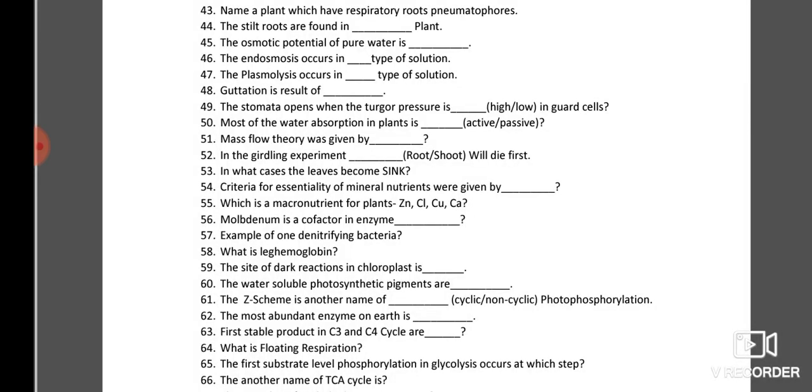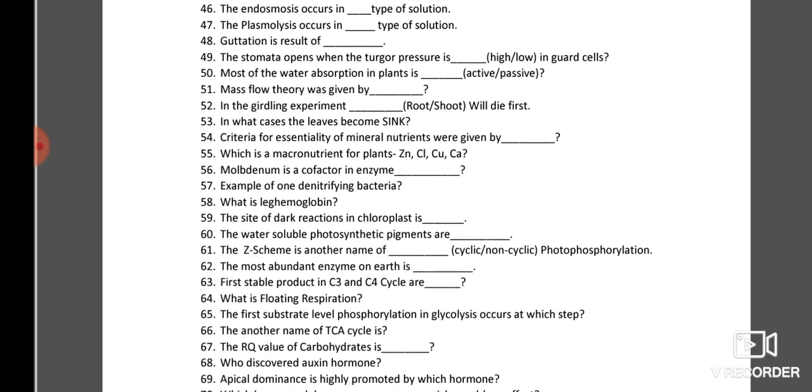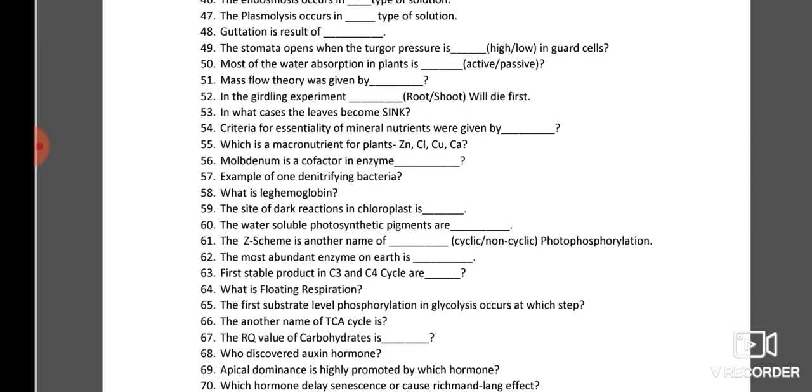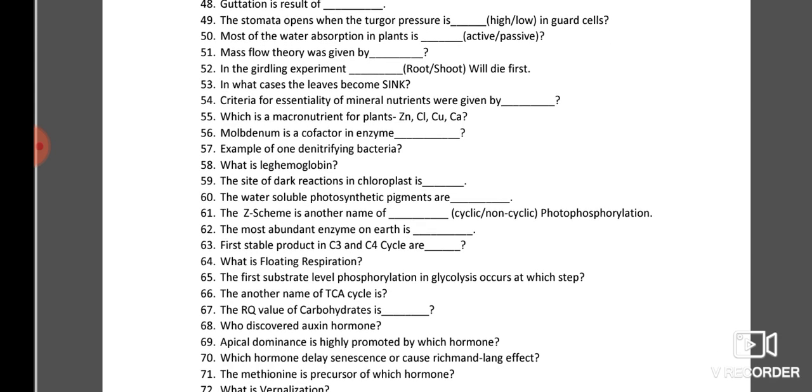Okay, let's talk about the next question. The 54th question: the criteria of essentiality of the mineral nutrients were given by Arnon and Stout. These were the scientists. Which is the macronutrient? Zinc, chlorine and copper are micronutrients. Calcium is a macronutrient. Other macronutrients are carbon, hydrogen, oxygen, nitrogen, phosphorus, potassium. So calcium is the macronutrient.